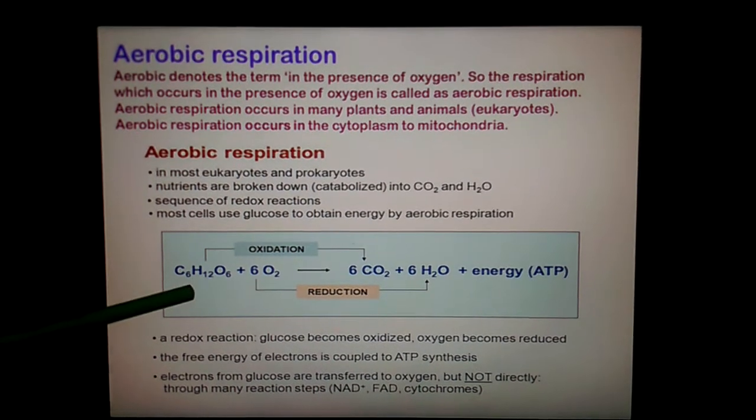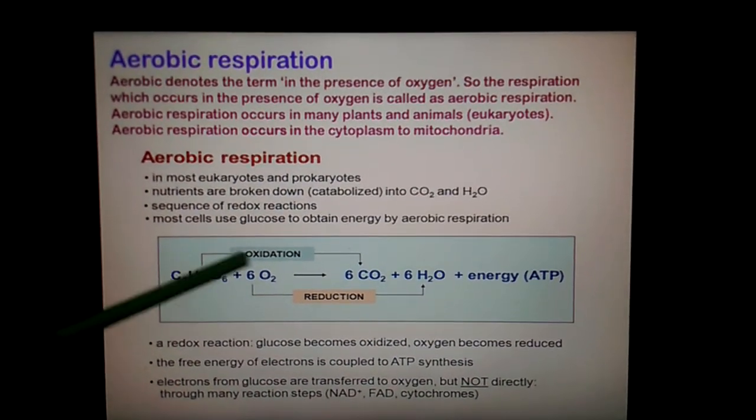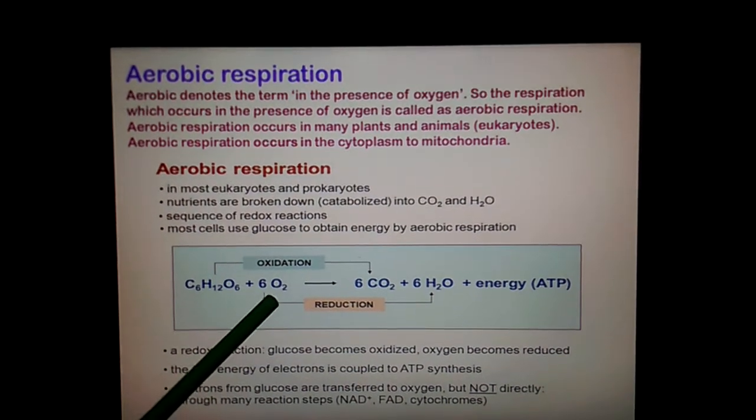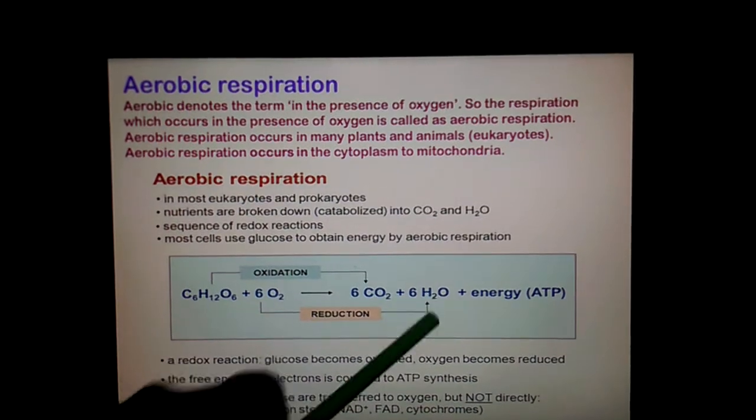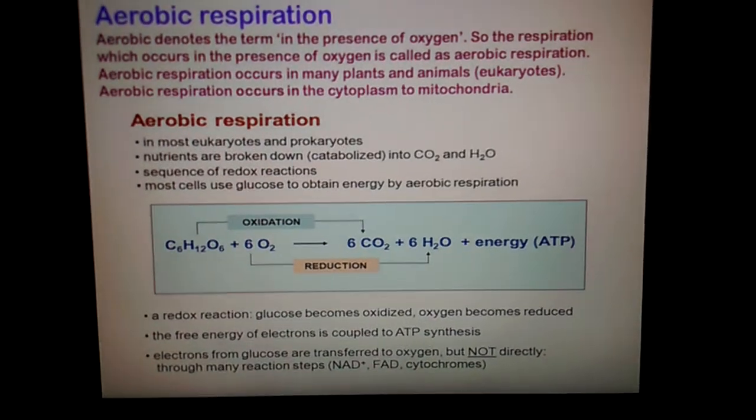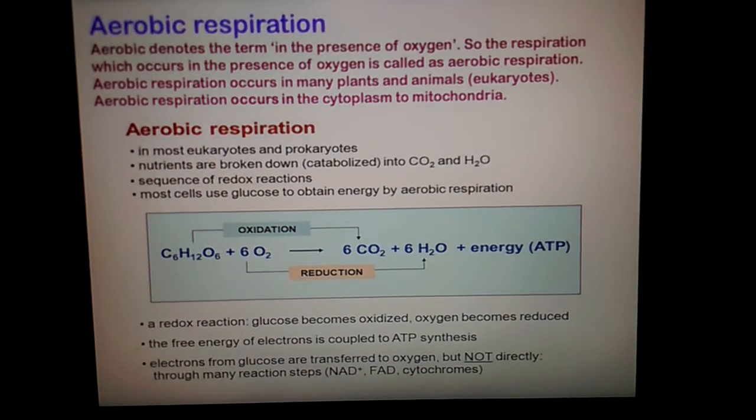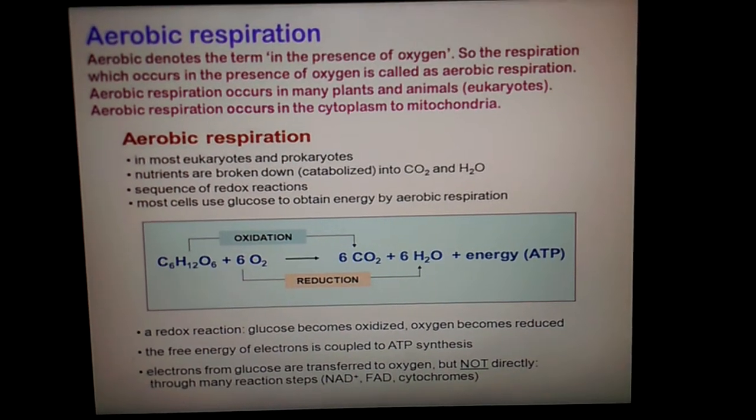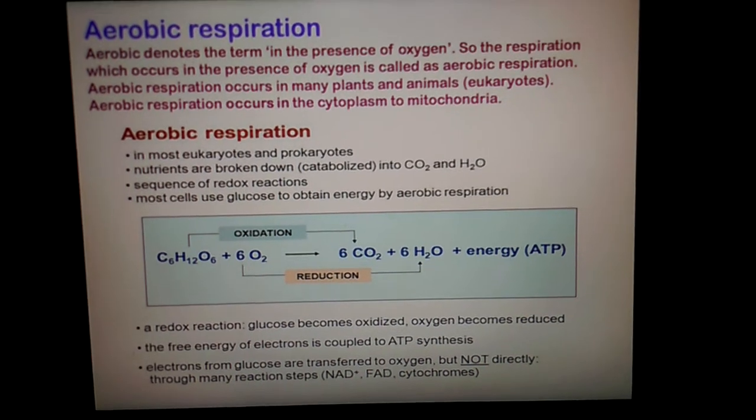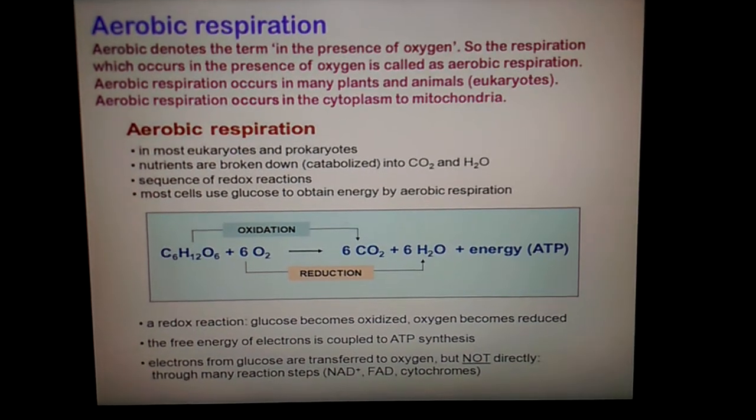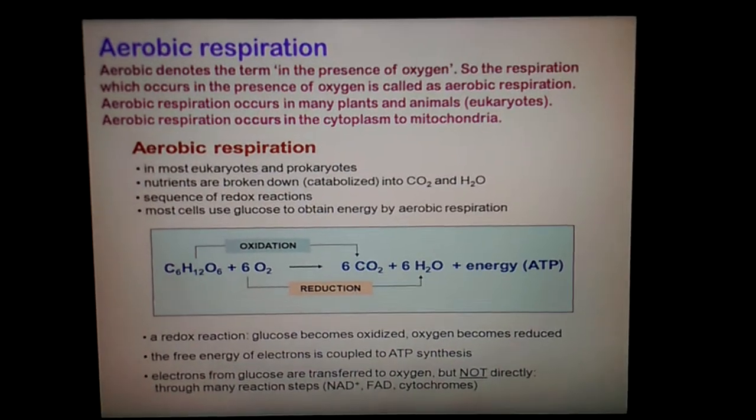Here in this redox reaction, glucose becomes oxidized and oxygen becomes reduced. The free energy of electrons is coupled to ATP synthesis. Electrons from glucose are transferred to oxygen but not directly. Through many reaction steps involving NAD plus, nicotinamide adenine dinucleotide, FAD, flavin adenine dinucleotide, and cytochrome.